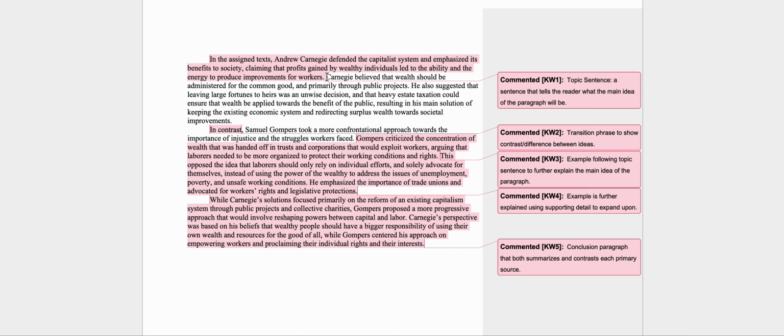For this one, I wrote here just topic sentence. If you'll notice, each of the paragraphs has a topic sentence, and essentially the topic sentence lets the reader know what the main idea of the paragraph will be.